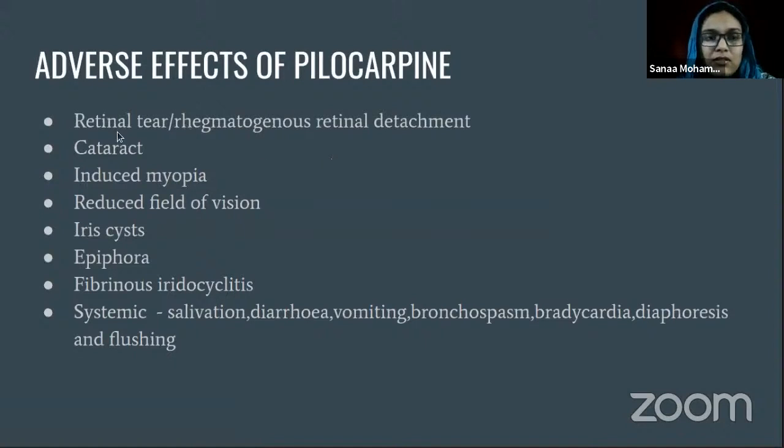Lots and lots of adverse effects, at least try to remember some of them. Rhegmatogenous RD because of retinal tear, cataractogenesis is there, induced myopia due to the forward shift of the lens iris diaphragm, reduced field of vision, iris cyst on prolonged use, epiphora, fibrinous iridocyclitis, which is why it is contraindicated in patients who already have uveitis. And because of the parasympathomimetic action, all the systemic side effects like salivation, diarrhea, etc.